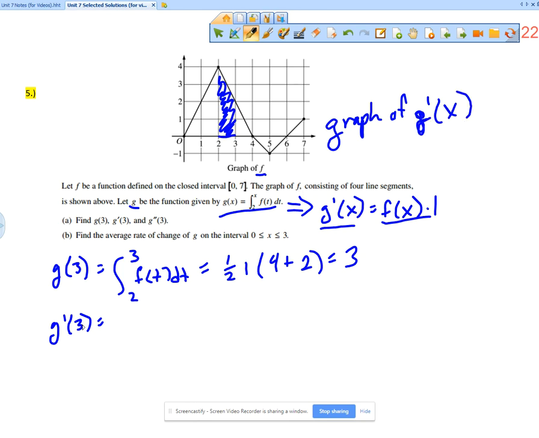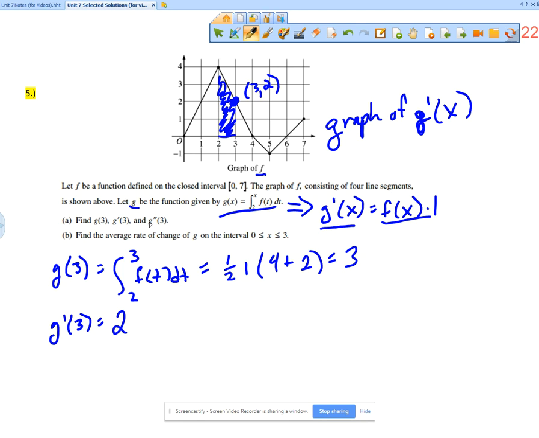So what is g prime of 3? Well, go to this function. What is f of 3? f of 3 is 2. There is a point at 3, 2. So what is f of 3? It's 2. So what is g prime of 3? It's 2. Very simple, if you know the second fundamental theorem of calculus.